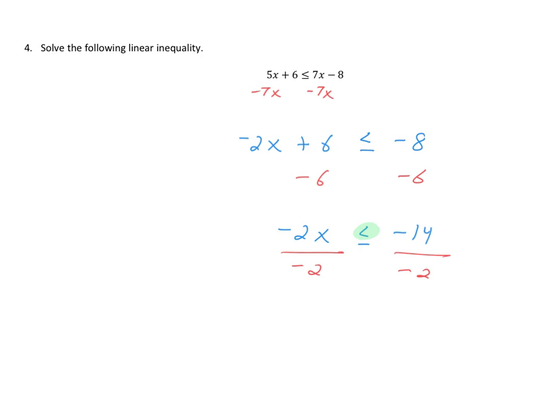The left side is x because negative 2 cancels with negative 2. On the right side, negative 14 divided by negative 2 is positive 7, but the inequality is going to be greater than or equal to, not less than or equal to. So this is the solution to the original inequality.